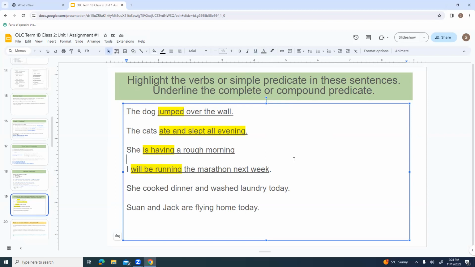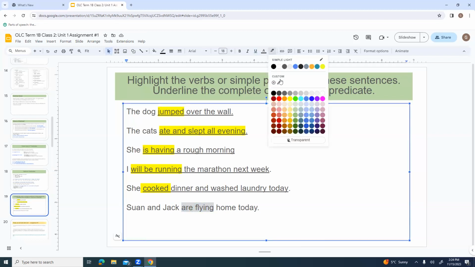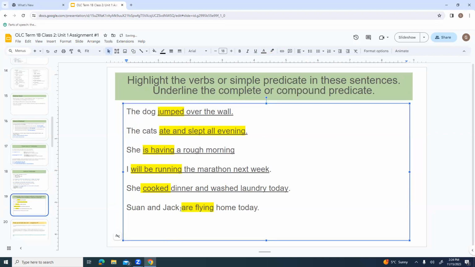Our complete predicate. She cooked dinner and washed laundry today. Cooked is our verb. Okay. And cooked dinner and washed laundry today is our complete predicate. Susan and Jack are flying home today. Our flying is our verbs. It's a verb phrase. And the whole thing, our flying home today, is part of our complete predicate.